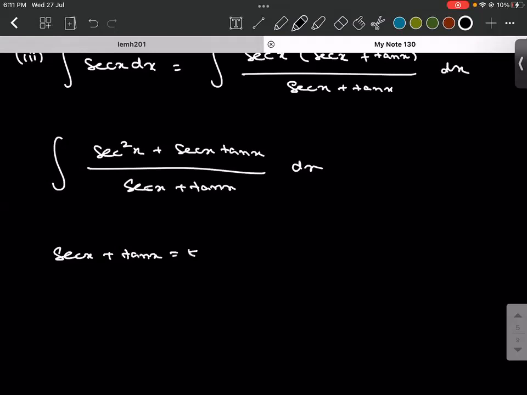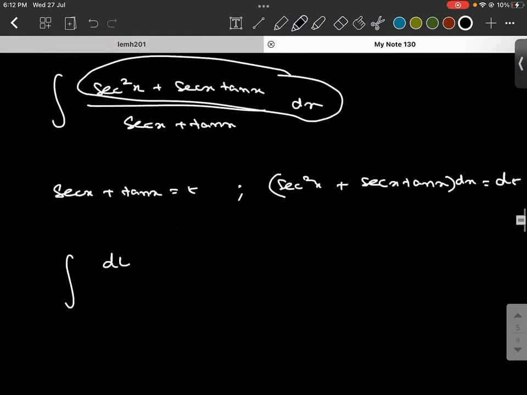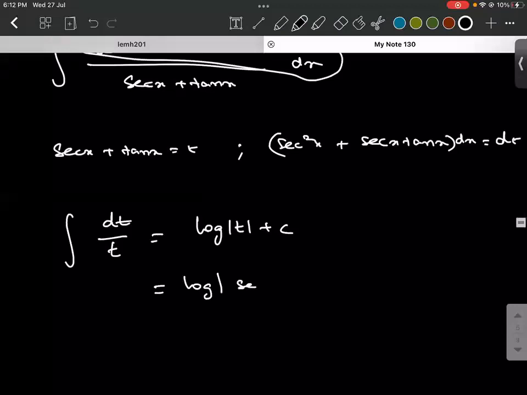So it is like this: secant x plus tan x. If I take it as t, that is the denominator is taken as t, then the numerator, secant square x plus secant x tan x dx, is equal to dt. So this whole thing becomes dt. So integral of dt by t is a simple thing. That is log of mod t plus c. Log of what is mod t? That is secant x plus tan x plus c. This is the logic. So going forward, you need not sit and think like this, but only for the derivation purpose, I gave you the idea.